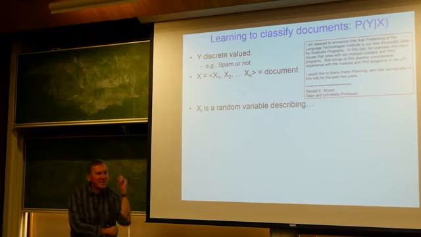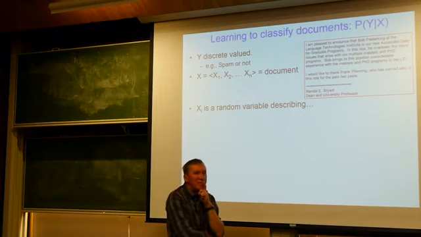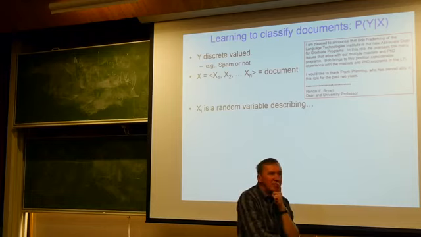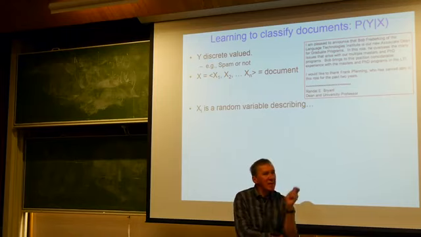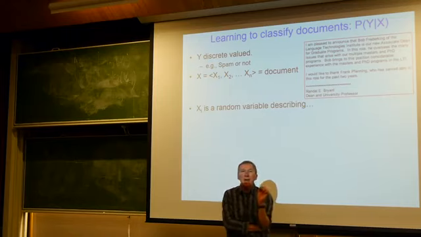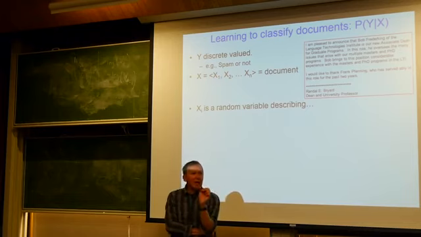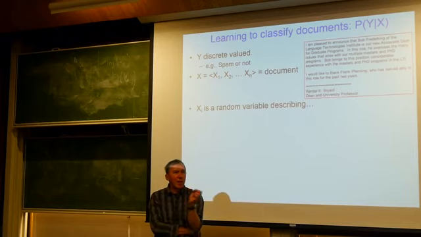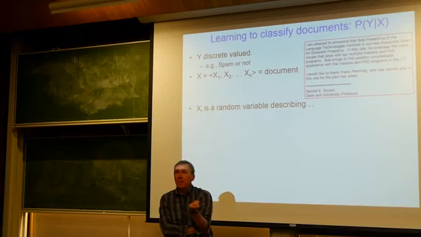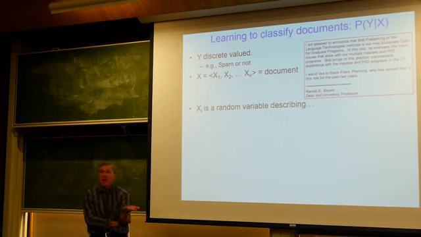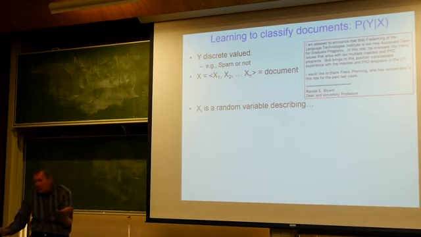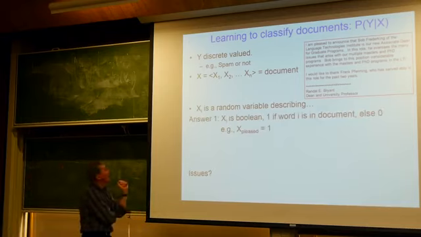Suggestions? Yes? The x sub i could be like Boolean variables to describe whether a specific word has shown up. Okay, so the suggestion is we could make each x sub i a variable that indicates whether a particular word shows up or not in the document. And I like that idea. In fact, that's a common way of doing this. And we could do that.